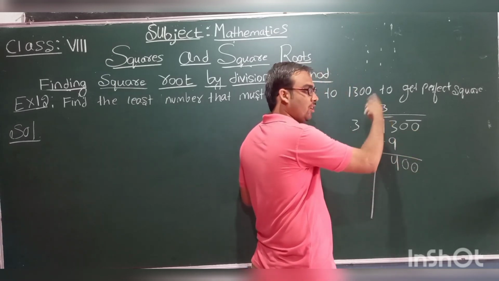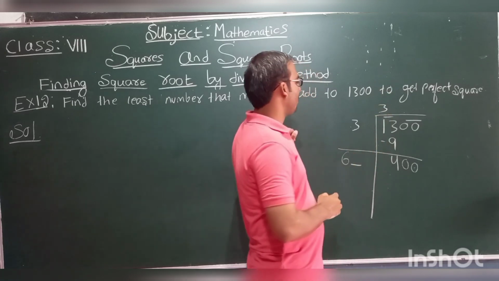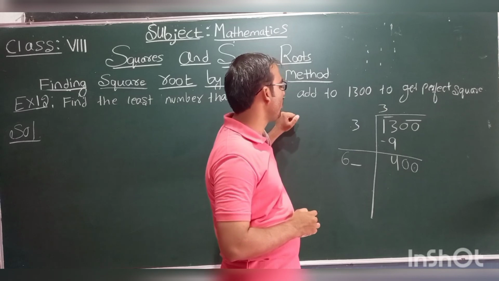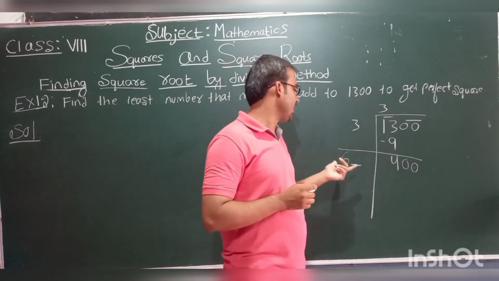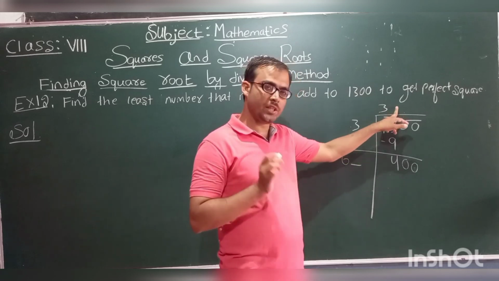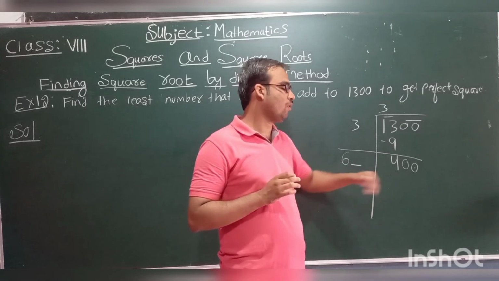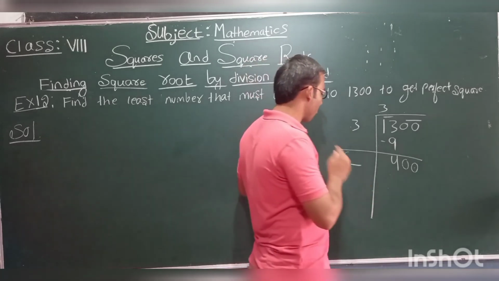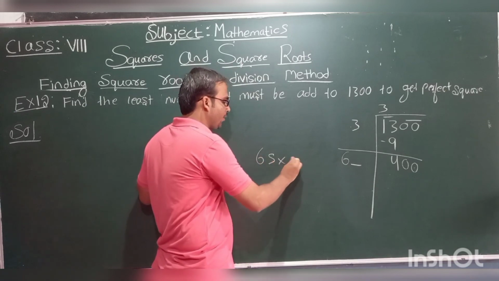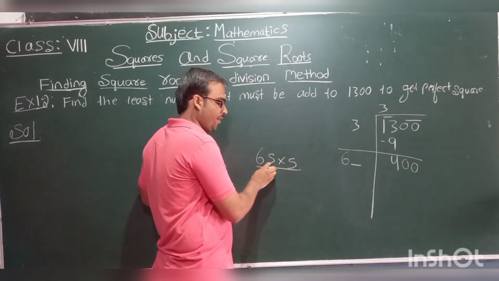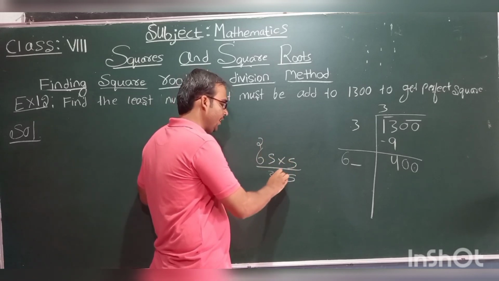So double the quotient: 6. Put the blank. Now what is the next step? We need to fill this blank such that when we multiply this new divisor with the new digit in the quotient, we have to get a number lesser than or equal to 400. So here we will put 5 and 5. So 65 into 5. 5 5s are 25, 5 to carry. 5 6s are 30. 30 plus 2, 32.